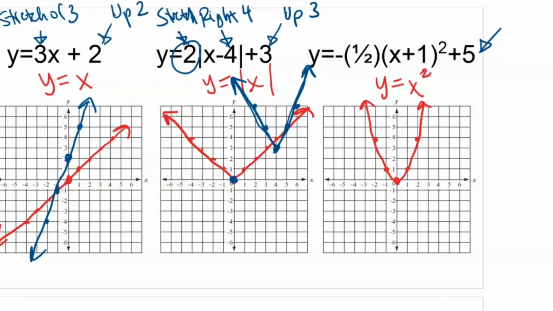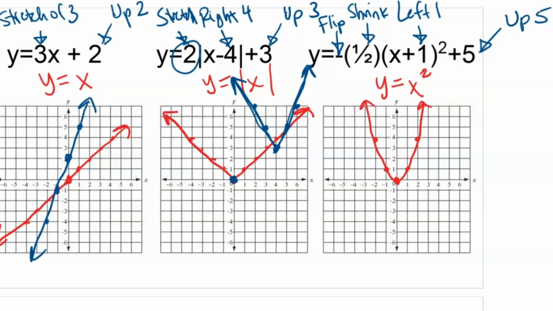So this plus 5, we'll move it up 5. This plus 1, again, think opposite, so that's going to go left 1. This 1/2 is going to be a shrink by a factor of 1/2. And then the negative is going to flip the graph upside down.